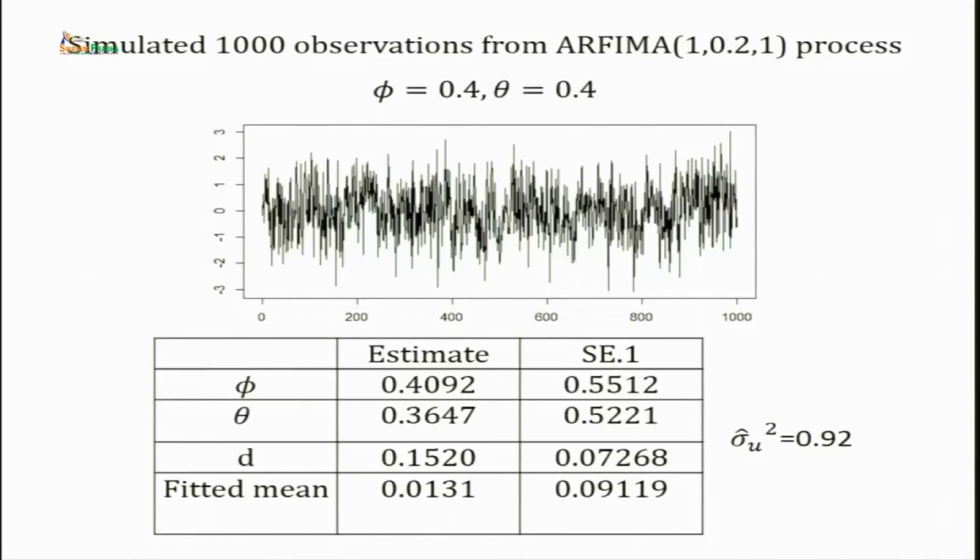For demonstration purpose, we have simulated 1000 observations from an autoregressive fractionally integrated moving average process of order 1, d, 1. So, this differencing parameter d is equal to 0.2, and then the time series has an autoregressive term of order 1 and a moving average term of order 1. Then we have taken phi equal to 0.4 and theta equal to 0.4. This is the plot of the observed sample, and then we have fitted the model. Then these are the estimators and corresponding standard errors.